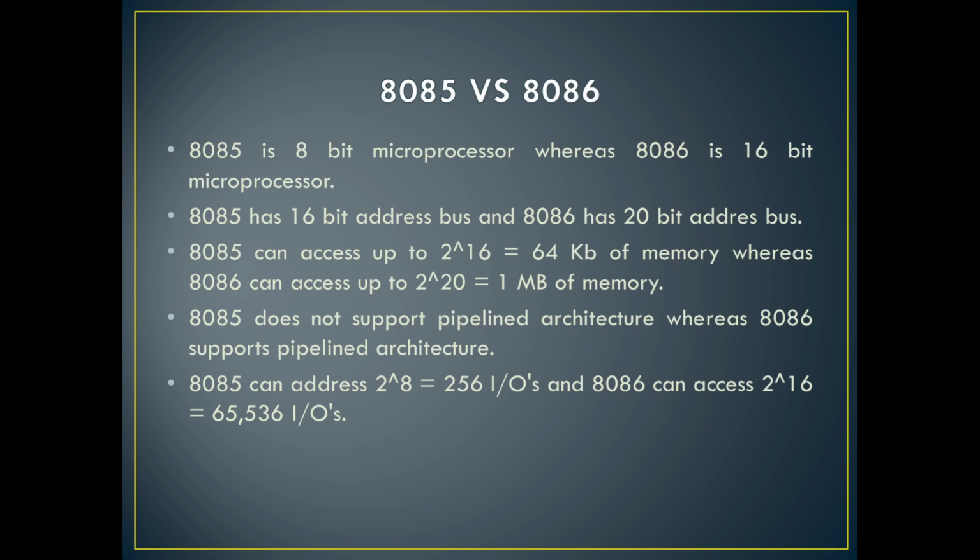Apart from that, I want to mention one more difference between these two, that is the cost. The cost of 8085 is quite a bit lower than that of 8086. Also, since 8085 does not support the pipelining structure, it does not have an instruction queue, whereas the instruction queue is supported by 8086 for implementing the pipelining structure.